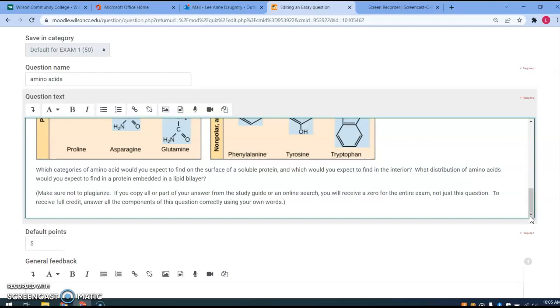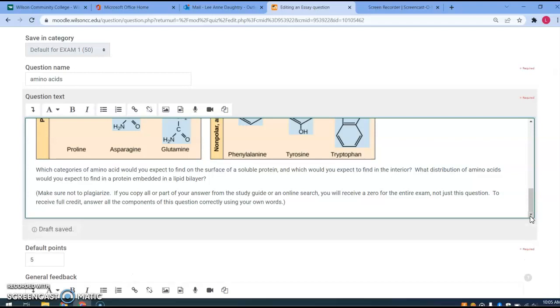So the question says, which categories of amino acid would you expect to find on the surface of a soluble protein? And which would you expect to find in the interior of the soluble protein? And then what distribution of amino acids would you expect to find in a protein embedded in a lipid bilayer? And then there's a note about making sure not to plagiarize.